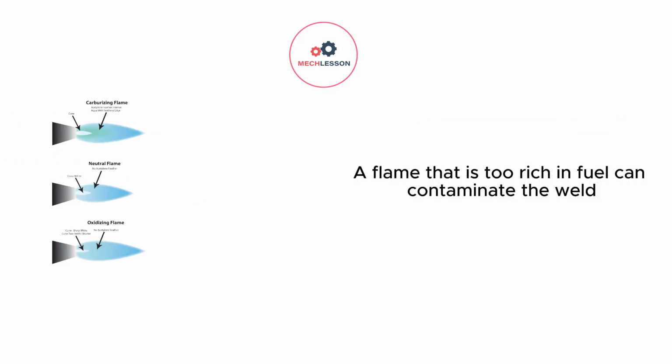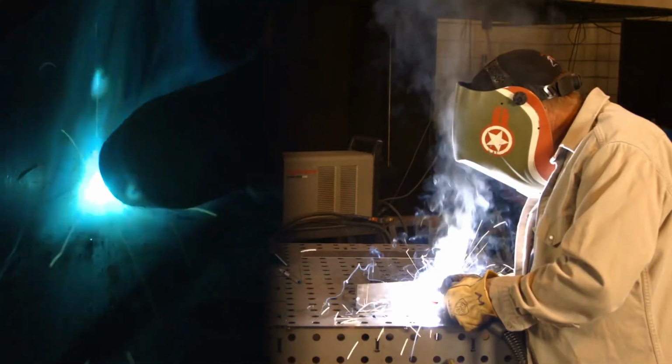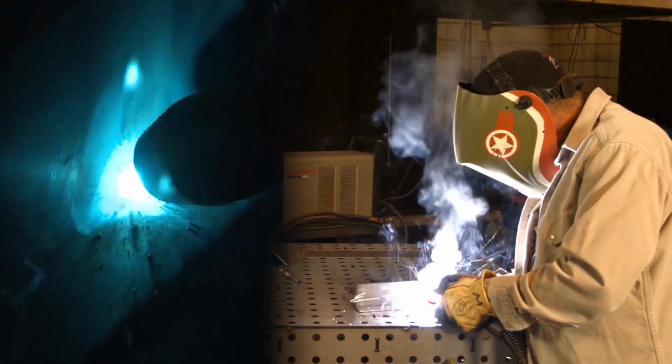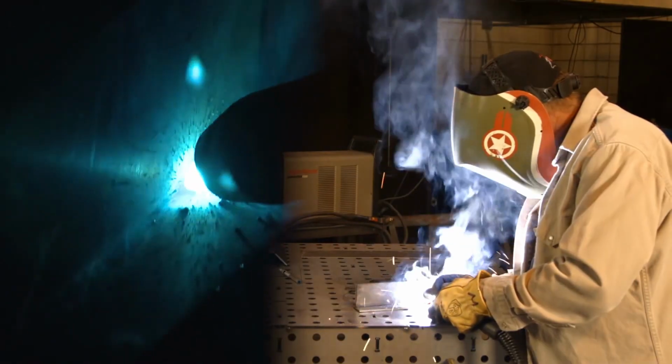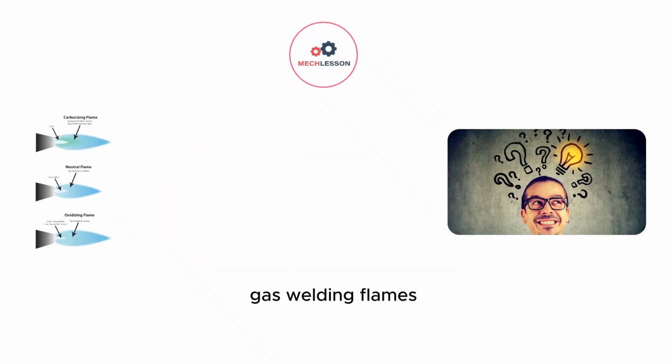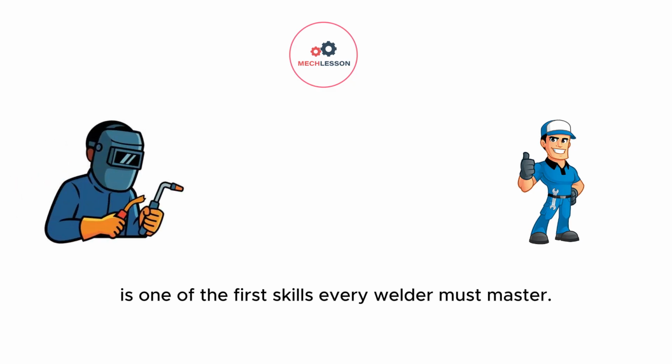A flame that is too rich in fuel can contaminate the weld. A flame with too much oxygen can make metal brittle and weak. Even experienced welders know that choosing the wrong flame can ruin an otherwise perfect job. That's why understanding gas welding flames is one of the first skills every welder must master.